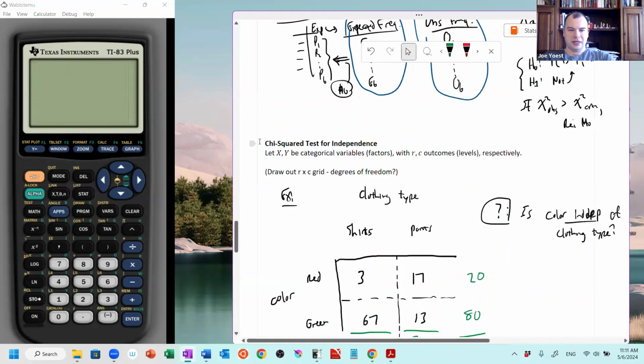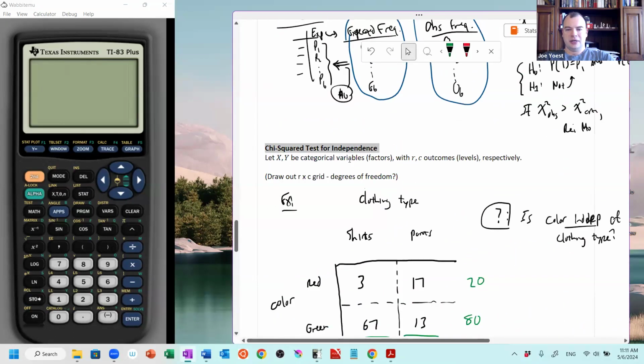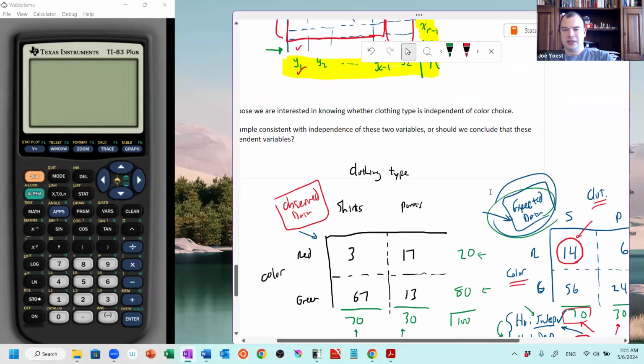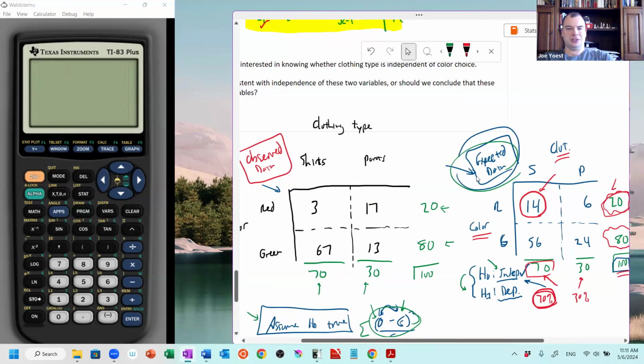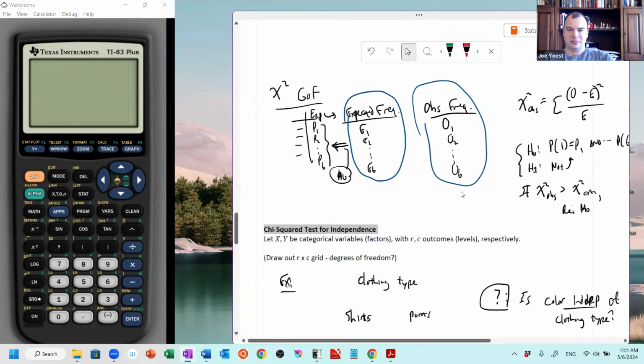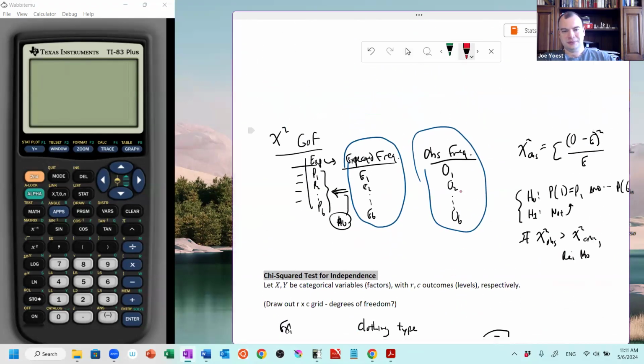So again, chi-squared test for independence. Once we get the grid written out with the observed grid versus the expected, it does have pretty much the same feel as a chi-squared goodness of fit from that point on, with just that difference in the degrees of freedom.